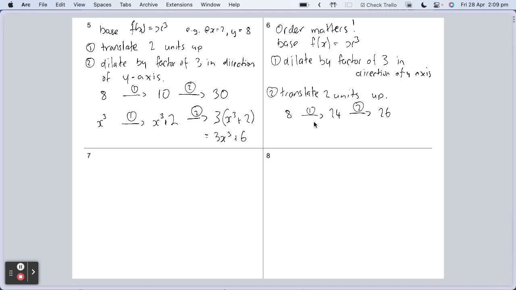Let me do the rule and then you'll see it for yourself. X cubed would become 3x cubed. And then 3x cubed would become 3x cubed plus 2. So we end up with a different rule. In fact, they're very similar. They're just 4 units apart, but nevertheless, they are definitely different rules. Okay?